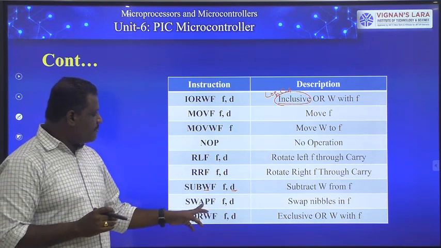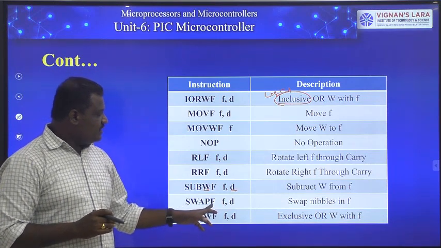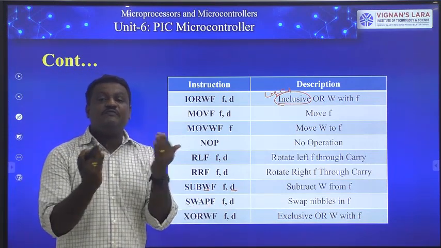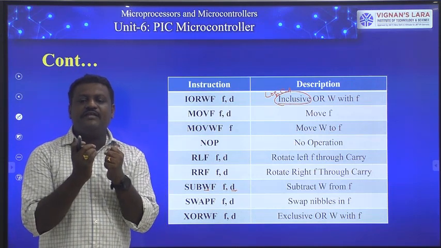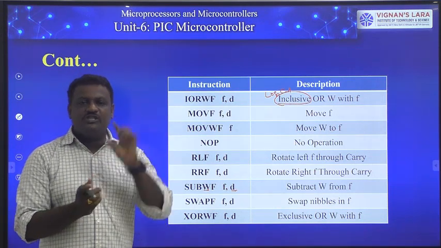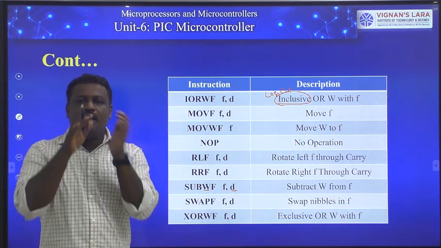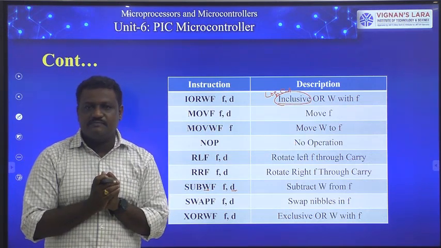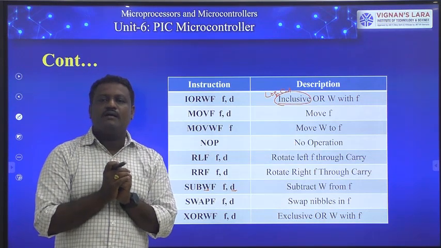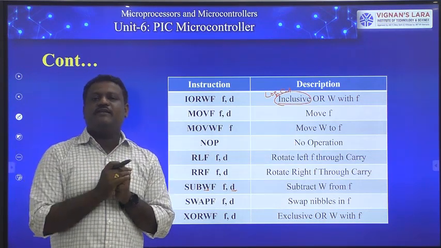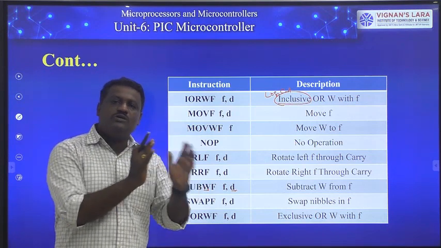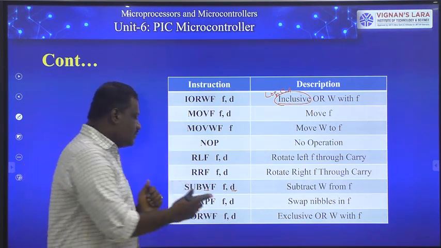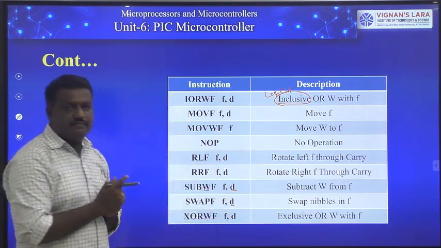Next, SWAPF F, D. That means exchanging of nibbles of file register F itself. That means upper nibble is moved to lower nibble and lower nibble is moved to upper nibble of the selected file register. After swapping, the result is again stored in file register F itself, or it can be stored in working register W. That again depends on bit D.